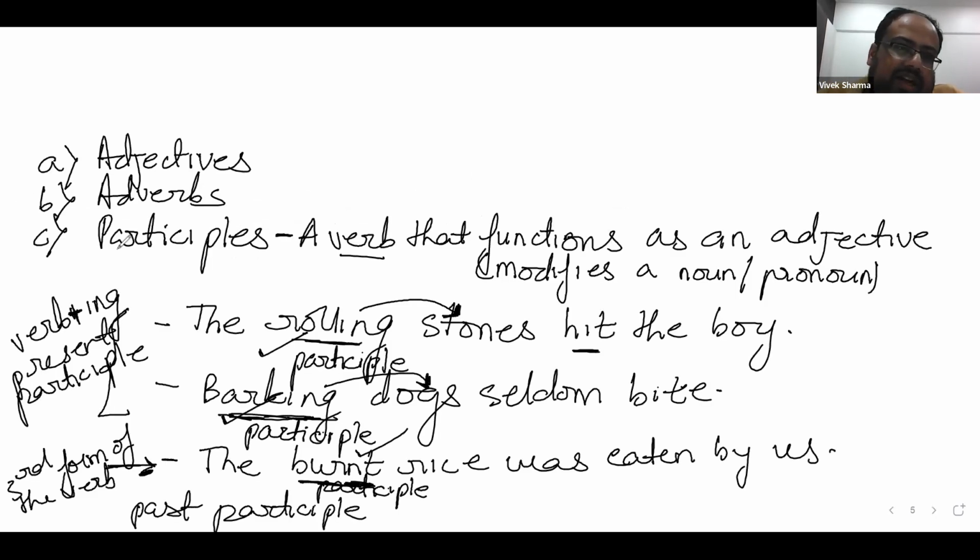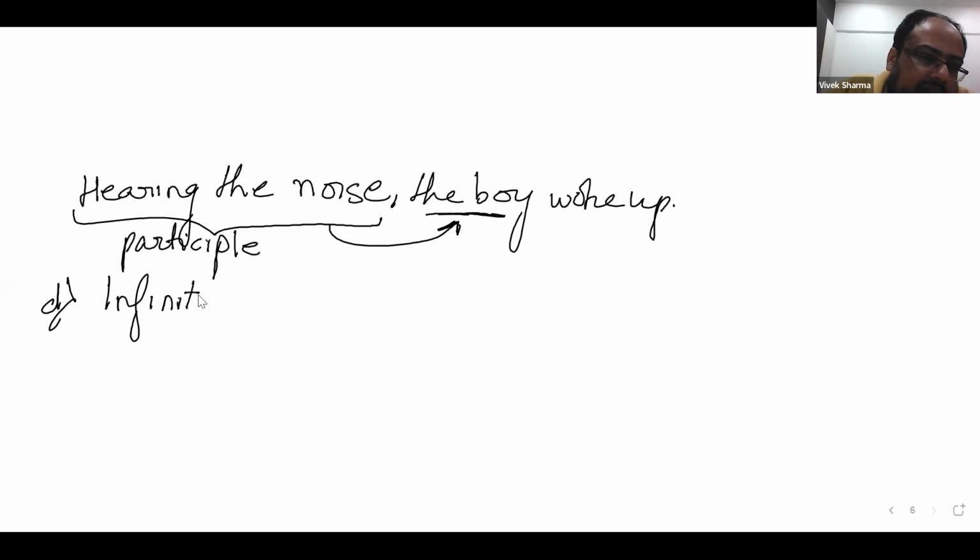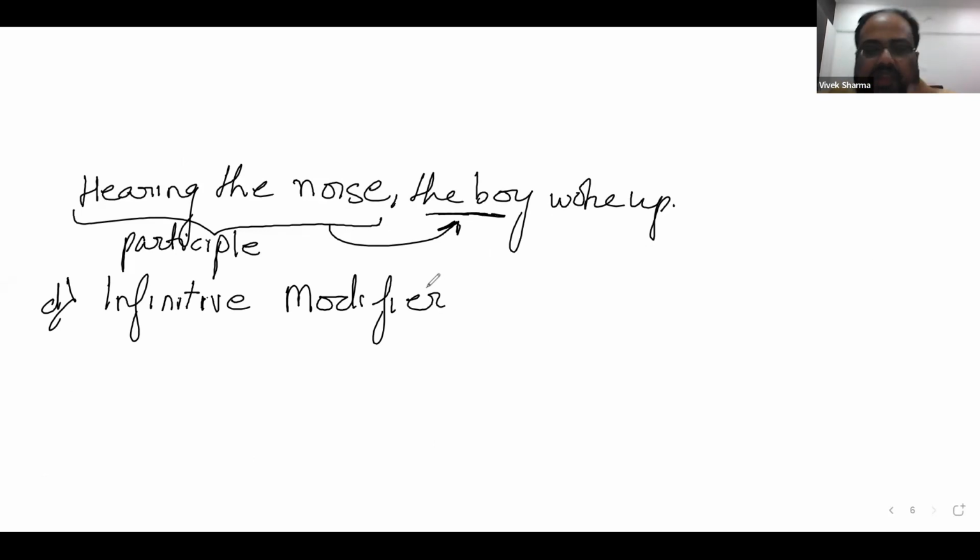So this is the third kind of modifier that you can have, participle. In some cases, there could also be an infinitive modifier. When I say infinitive modifier, these are those modifiers that have to plus verb in them.